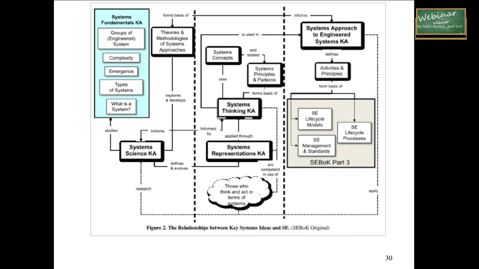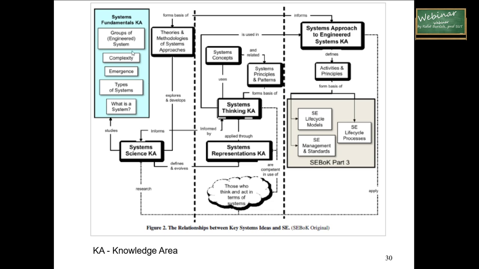Okay, so I already mentioned the five key elements of system engineering, and what are the relationships of those five key elements? Yes, wherever you find the key A, this means knowledge area. Yes, we've got five fundamental knowledge areas in system engineering. First is the system science knowledge area. Second is the system thinking knowledge area. Third is the system representation knowledge area. Fourth is the system approach applied to engineered systems knowledge area. And the first one, which should be mentioned, is the system fundamentals knowledge area.